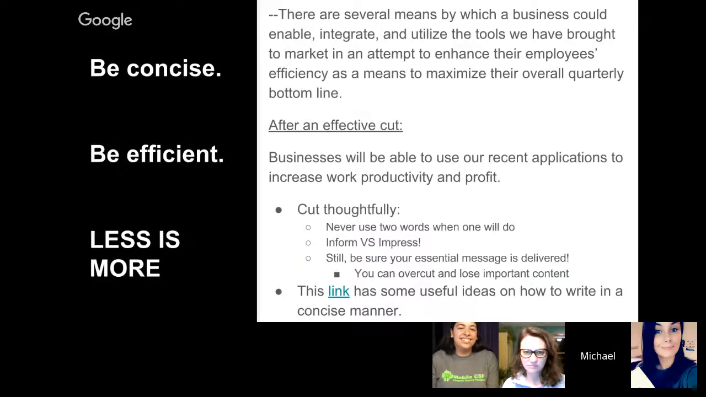Be concise and efficient. There's just so many students that get into this that try to do too much. And the sentence up there is talking about it. And it's just another example of taking something that's pretty long and convoluted and, for lack of a better term, saying just get to the point. And you should cut thoughtfully, inform versus impress. Never use two words when one will do. But this is what you'll get.